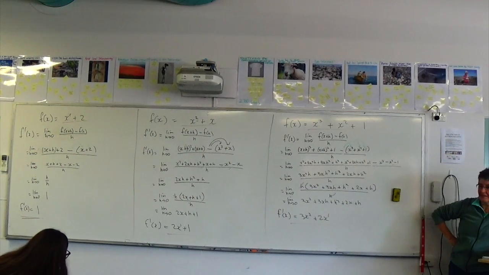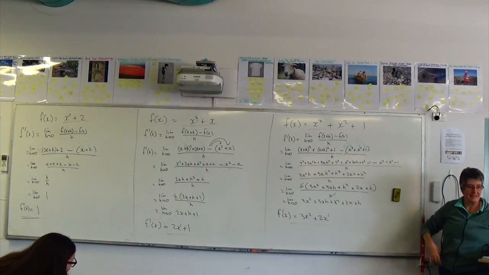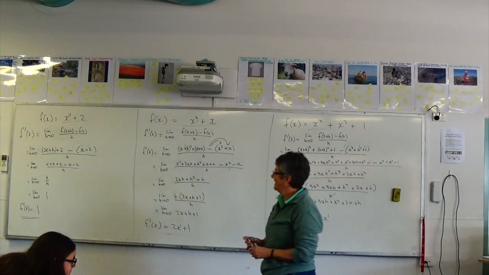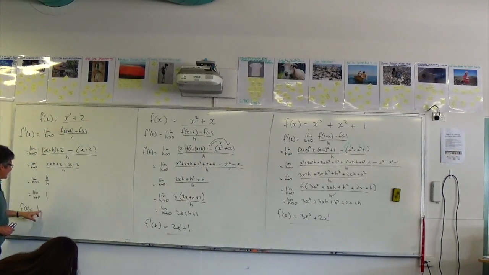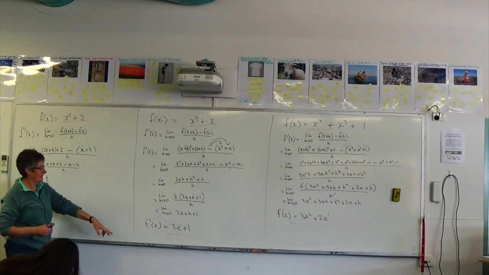You're losing a power. How do we figure it out? I'm losing a power, but I'm getting a number out the front. There you go. So that 1 goes out the front. Where does the x go? I'm losing a power, aren't I? The power of 0. What's anything to the power 0? 1. So what's 1 times 1? 1.